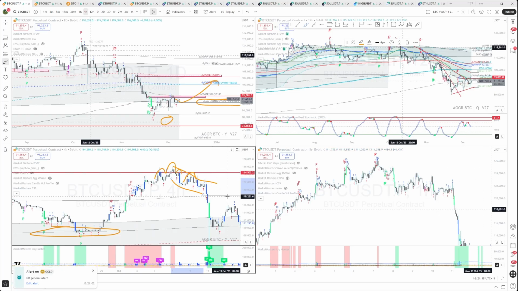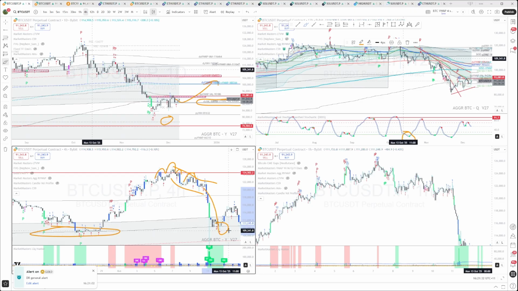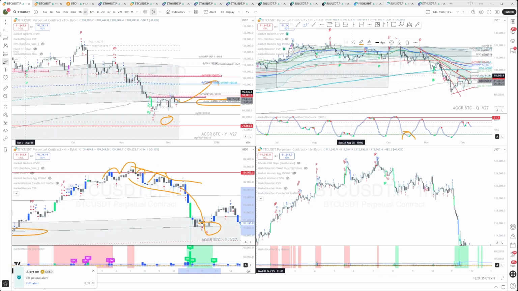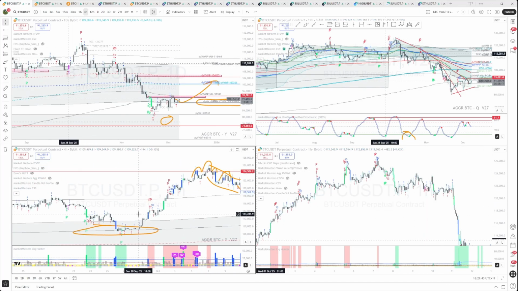So we didn't actually get the double smooth stochastic back down to this area until after the big dump in October. So I managed to save myself quite a bit of money there, and then managed to scale in and out a few times since then. So it's actually been quite a good move. That was quite a great example.